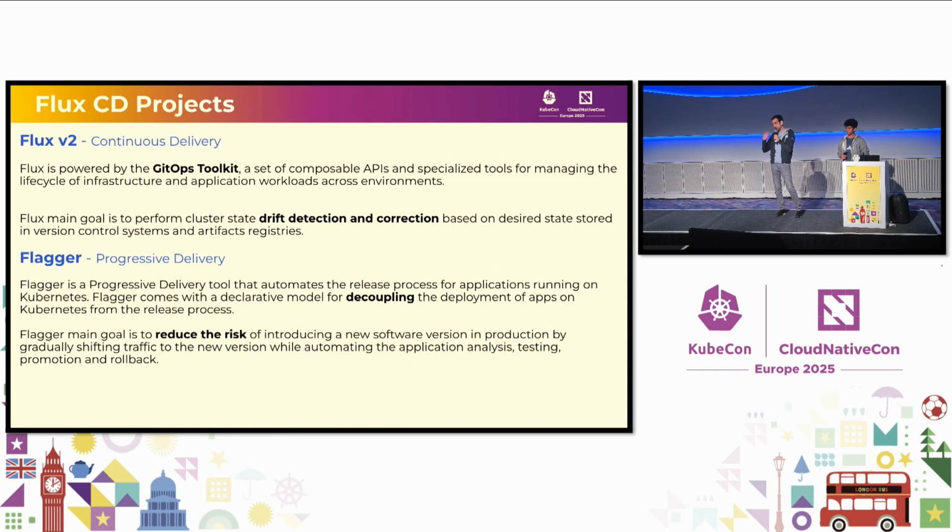There are two major projects in the Flux CD organization. There is the Flux project in its current form, version 2, the continuous delivery tool powered by GitOps Toolkit. You know all of that, that's why you're here. So I'm not going to insist that much on this. And there is also Flagger. It is a sub-project inside the organization, but it can be used independently.